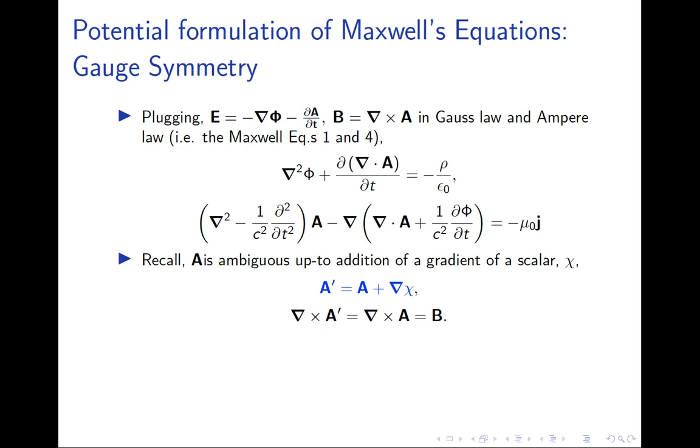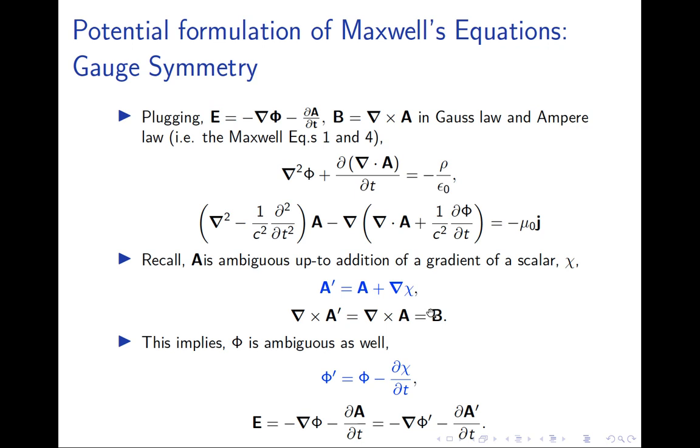What you can show, because remember we discussed that A is ambiguous up to addition of a gradient of a scalar, because the curl of both sides is the same. So both A prime and A are good enough candidates to be a vector potential for B. The vector potential is non-unique, and the non-uniqueness is given by a gradient of a scalar. As it turned out, the electric potential is also ambiguous, up to addition of minus the time derivative of the same scalar.